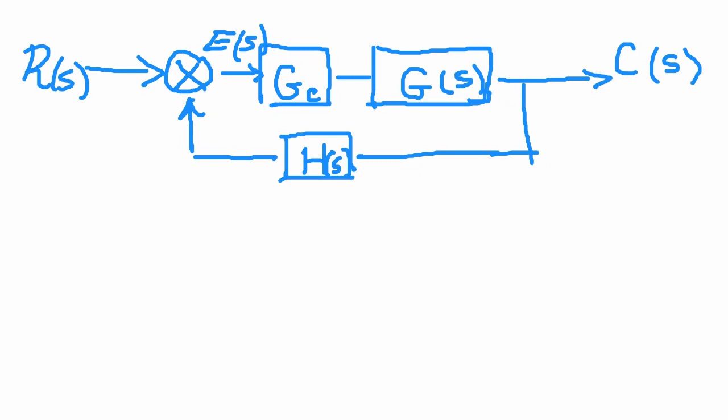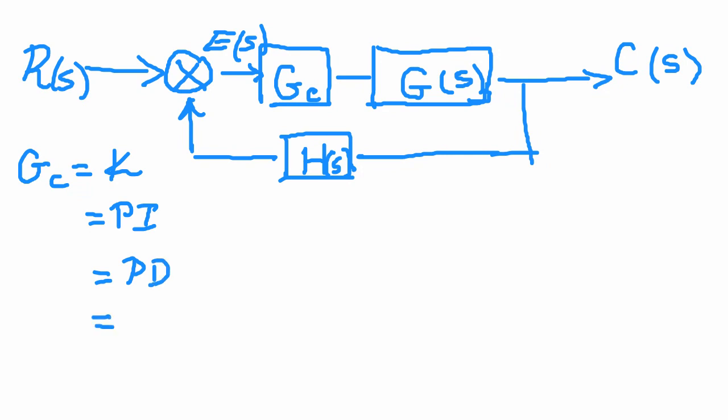Now the controller here, GC controller, might be K proportional or I integral, PI, or PD, or the combination of those, which is called PID.